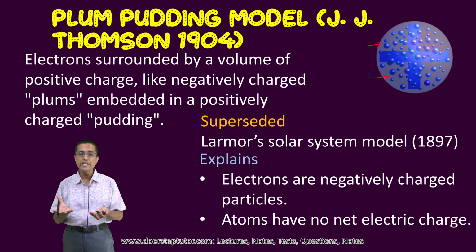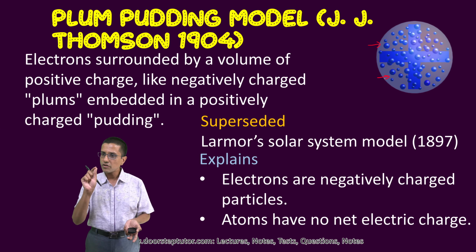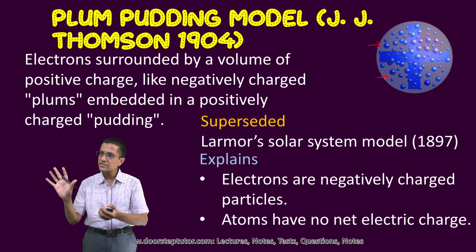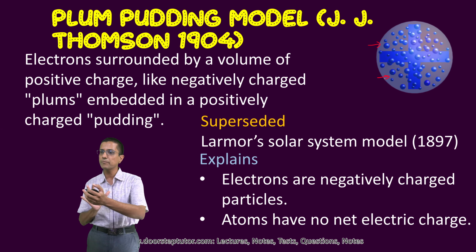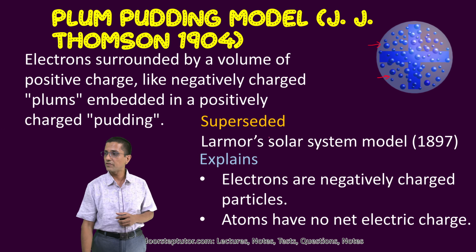If you have eaten a chocolate chip cookie, this is what it looks like. There are chocolate pieces embedded in the cookie. The cookie itself is entirely positively charged, that is the whole atom, and inside it are embedded these chocolate pieces which are like the electrons.